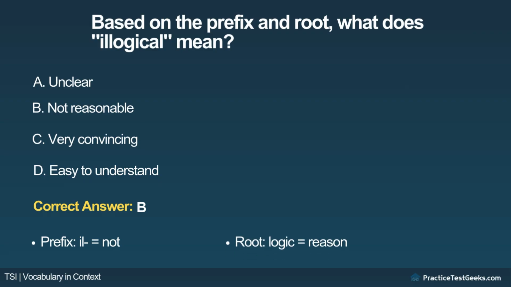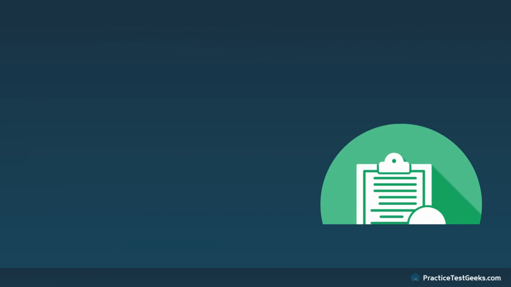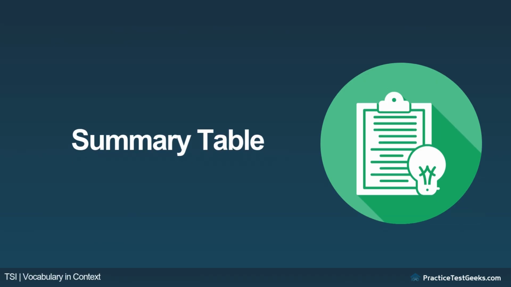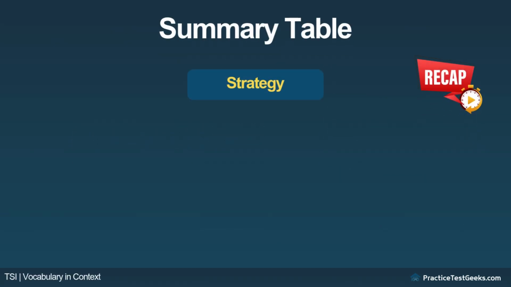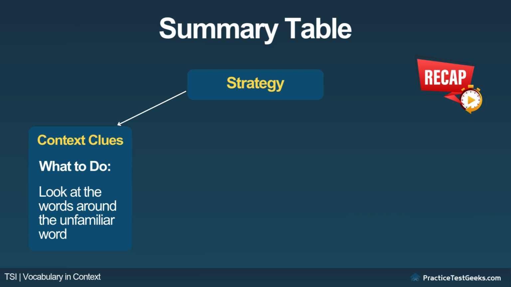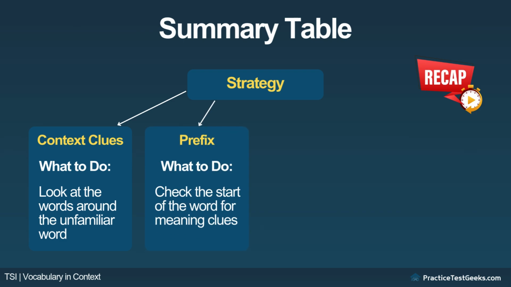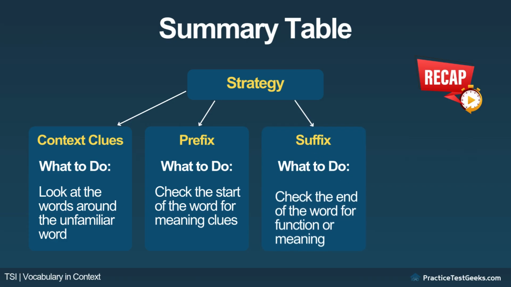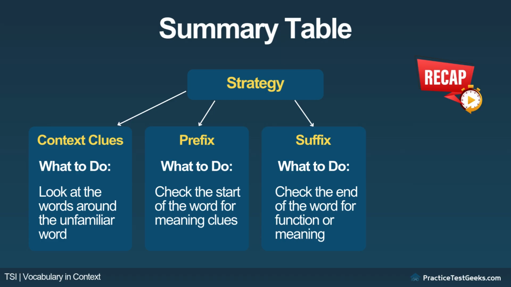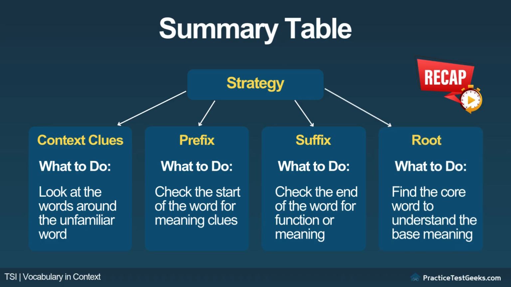Prefix: il, not. Root: logic, reason. Let's wrap up this lesson with a quick summary table to review the key strategies for understanding unfamiliar words on the TSI reading test. Context clues. What to do? Look at the words around the unfamiliar word. Prefix: what to do? Check the start of the word for meaning clues. Suffix: what to do? Check the end of the word for function or meaning. Root: what to do? Find the core word to understand the base meaning.